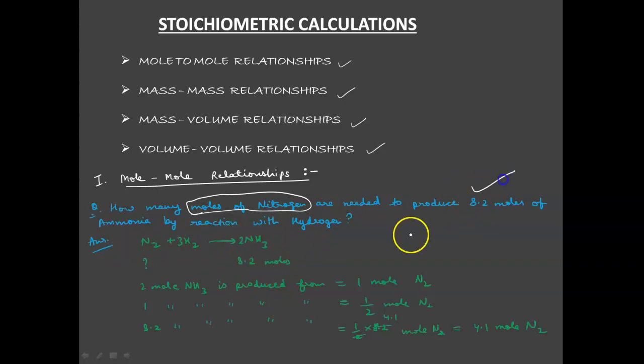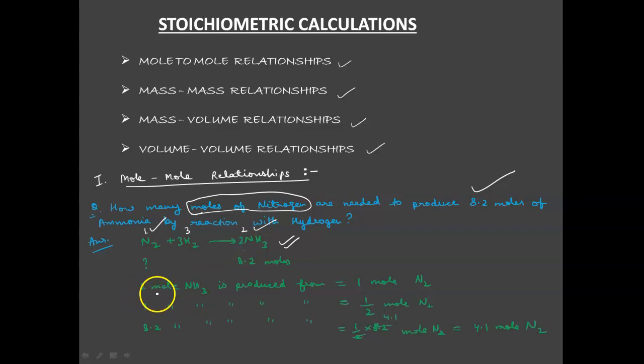So what have we been given? 8.2 moles. We have to calculate N2. We don't have to look for hydrogen. So this is the question mark, this is 8.2. First of all, forget the 8.2 and only look at the equation. In this equation, this is 1 mole, this is 3 mole, this is 2 mole. We have to ignore hydrogen because we are dealing with only two substances, nitrogen and ammonia. So 1 mole of nitrogen is giving 2 mole ammonia.